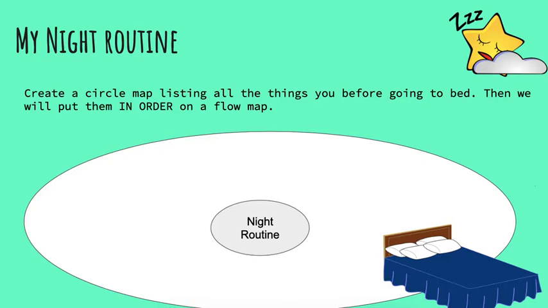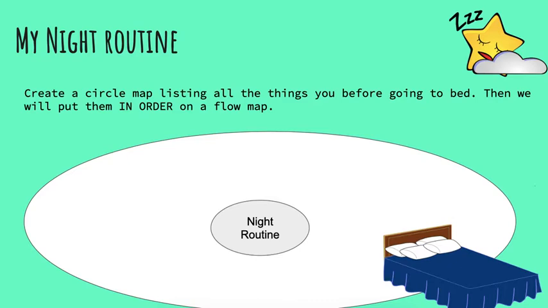What I want you to do with me is make a circle map that looks just like the one I have about what you do to get ready for bed, or your night routine. I thought this was a pretty good idea since we're on YouTube learning now and these are popular. I want you to create a circle map listing all the things you do before going to bed. Then we will put them in order on a flow map.